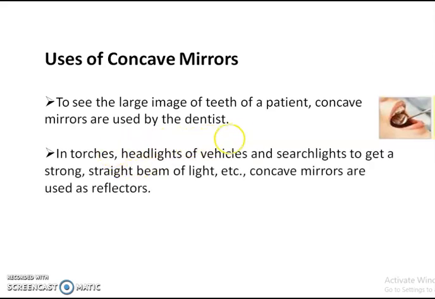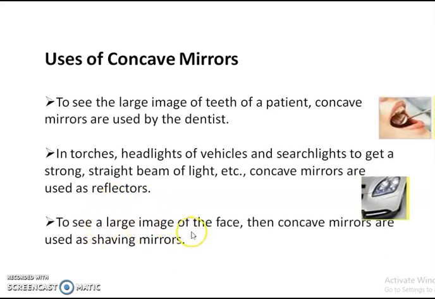The torches, headlights of the vehicle, and the searchlights also, they have a strong and straight beam of light. That is because the concave mirrors are used in them as reflectors. And to see the enlarged image of your face, the concave mirror is used in the shaving mirror.